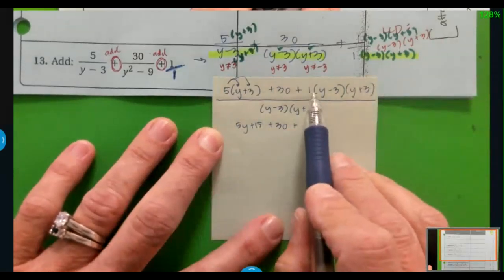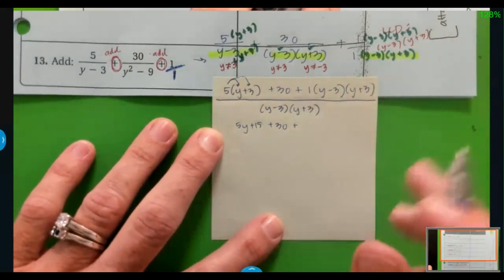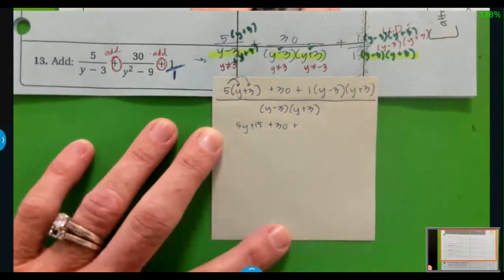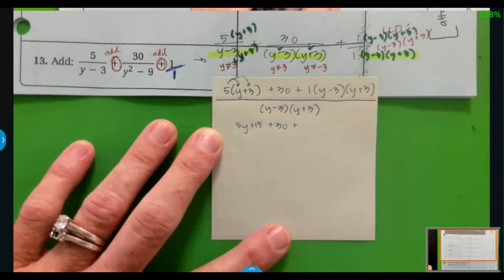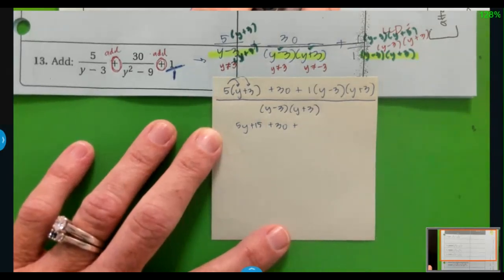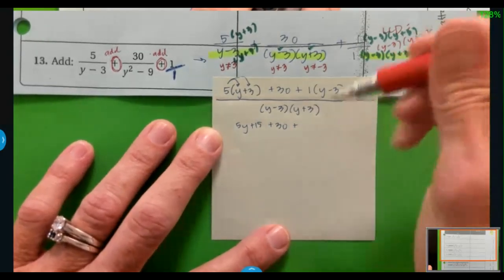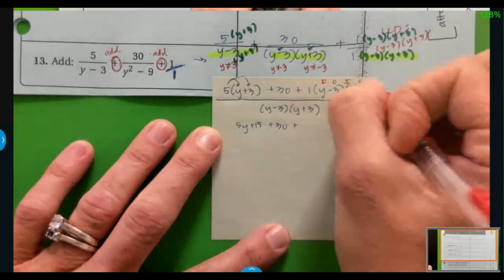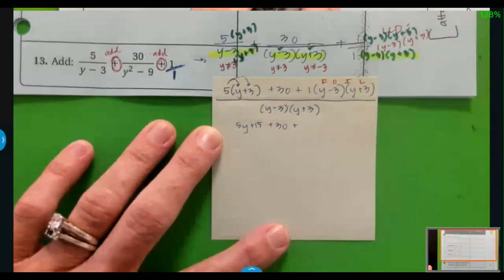Now, is distributing a 1 going to change anything? Nah, I'm probably just going to ignore that it's there. Maybe scratch it out or not even write it. Now, I'm not going to lie, you can FOIL this if you want to: first, outer, inner, last. But let me show you a shortcut.